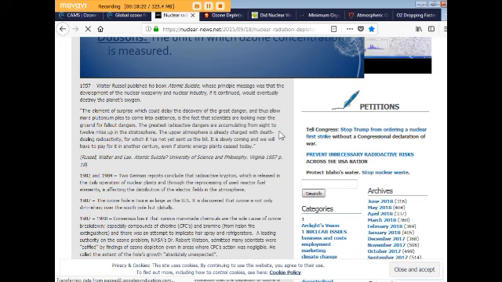The element of surprise, which could delay the discovery of the great danger and thus allow more plutonium piles to come into existence, is the fact that scientists are looking near the ground for fallout dangers. The greatest radioactive dangers are accumulating from 8 to 12 miles up in the stratosphere. The upper atmosphere is already charged with death-dealing radioactivity for which it has not yet sent us the bill. It is slowly coming, and we will have to pay for it in another century, even if atomic energy plants ceased today.